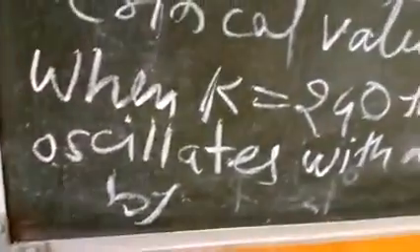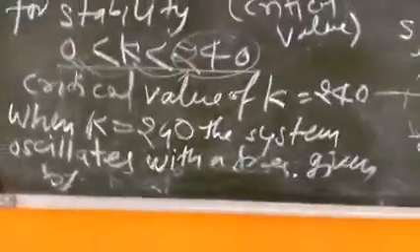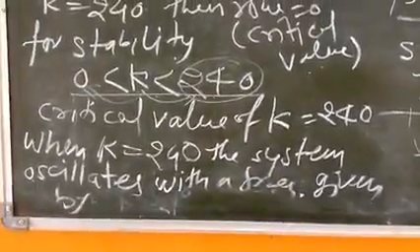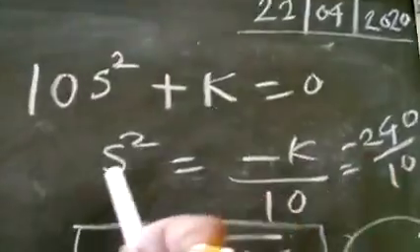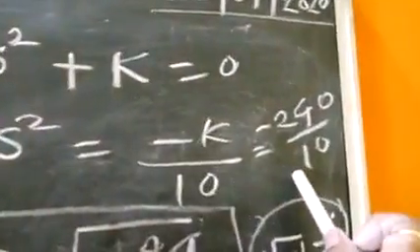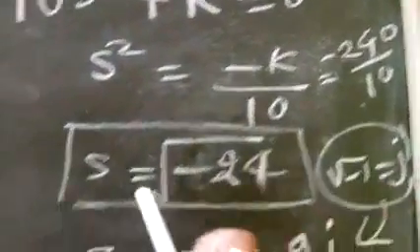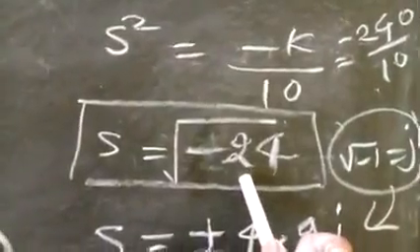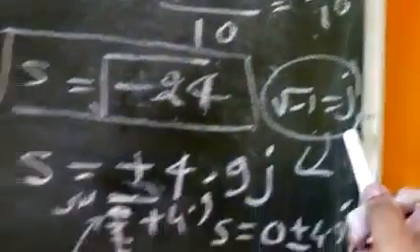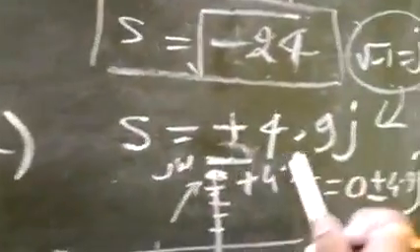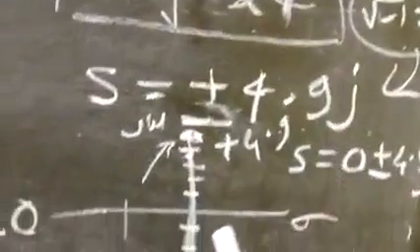oscillates with a frequency given by this, which we determine at the critical value. So take s square plus k by 10 equal to 0, so s square is minus 240 by 10, which means s is equal to the square root of minus 24, and the square root of minus 1 is j. So we find s is equal to plus or minus 4.9j.